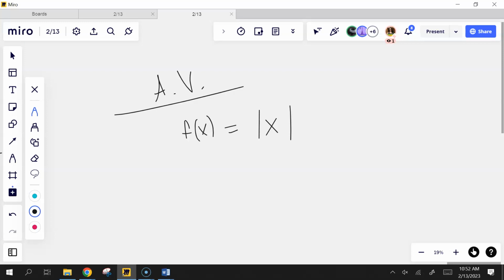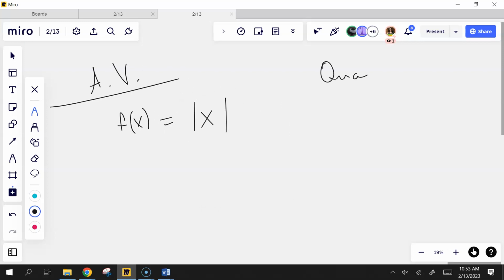At (0, 0), and its slope is 1, right? So up 1 over 1, and it's right there at the origin. So that's the most basic absolute value graph that we have, and we will use that to do the transformations on from there.